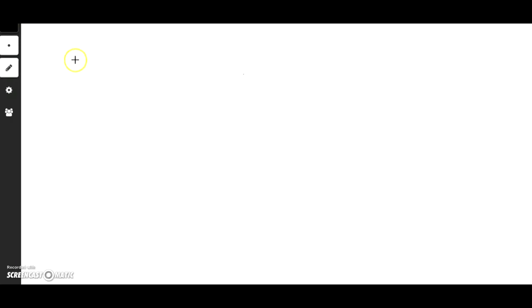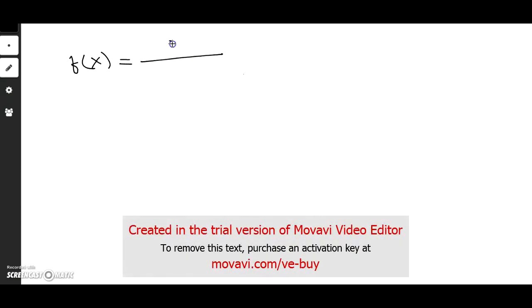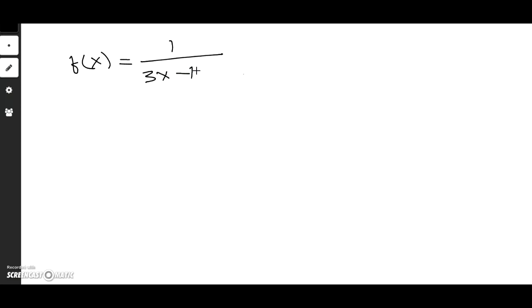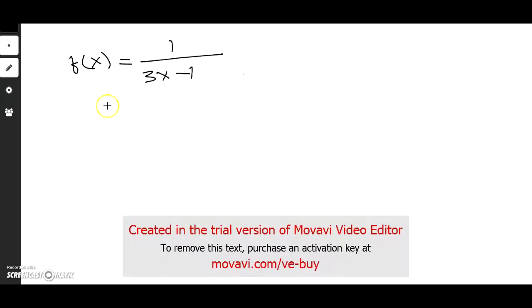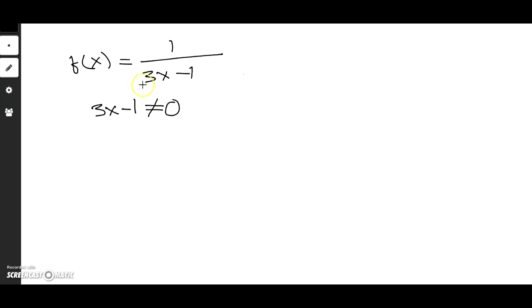Now, we're going to look at a function. Let's say our function is f of x is equal to 1 divided by 3x minus 1. To find the domain, since we know that division by 0 is undefined, we'll get a restriction. Let's find the restriction. 3x minus 1 cannot be 0. So x cannot be 1 by 3.